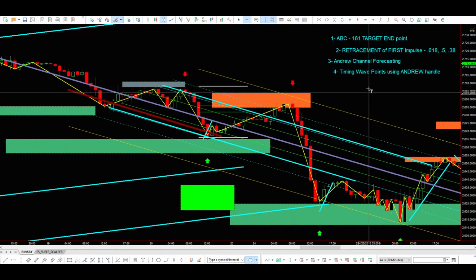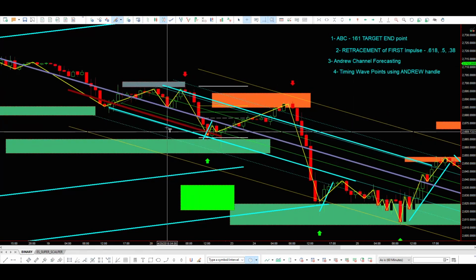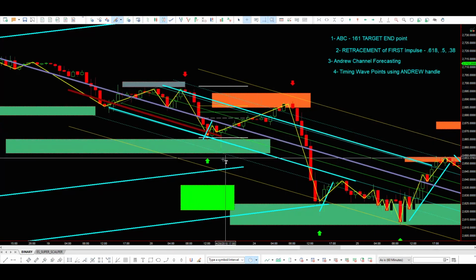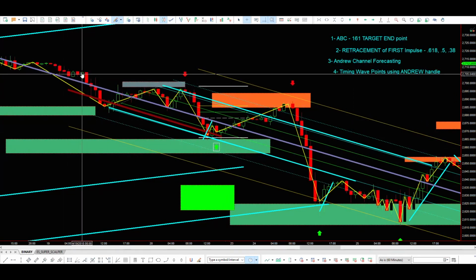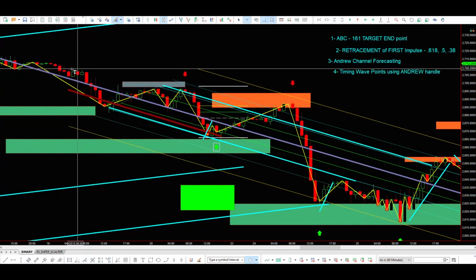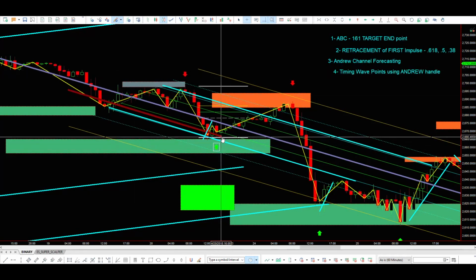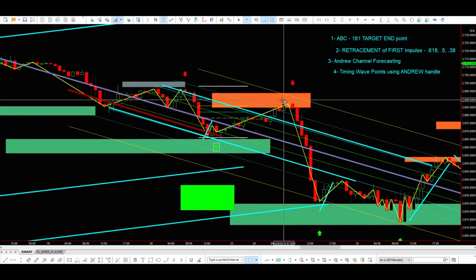Alright, so here the second law is applied. Andrew channel, where are we in the channel? In the bottom of the channel. Okay, perfect, we got that going for us also. 4th timer from this small compressed wave, which is gonna blow up somewhere here. This is the end point. So it was 1 bar late, but it came together. So we got the 4 points coming together. Beautiful trade.